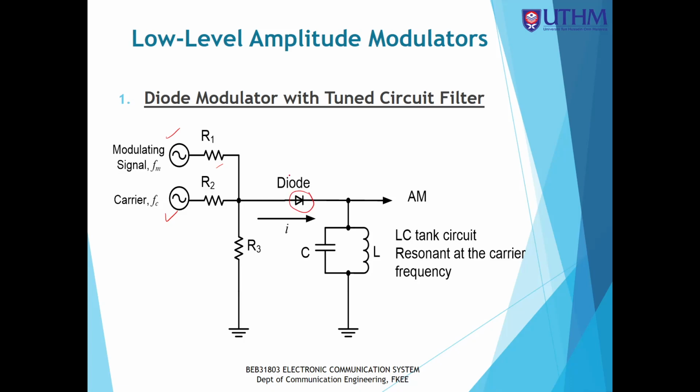Okay, so remember what is the function of a diode? The function of a diode is to allow current to flow in one direction only. That means there's no reverse bias. In this case, current will flow from here to here, from positive to negative side, and there's no reverse bias. And then here we have the LC tank circuit, which resonates at the carrier frequency.